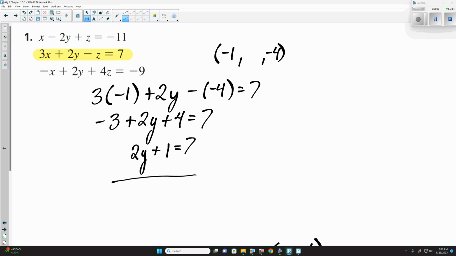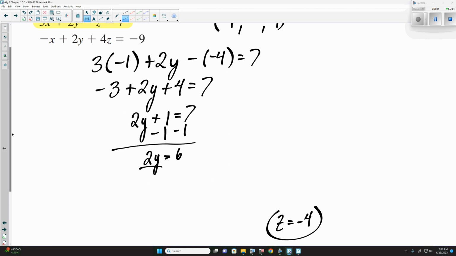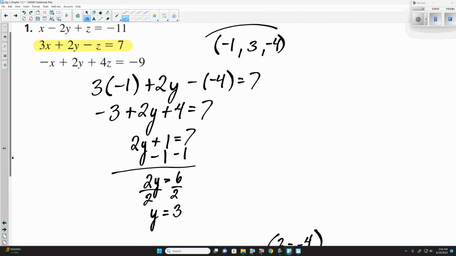At this point here, we can minus 1 from both sides. 2y is equal to 6. Divide both sides by 2, telling us y is equal to 3. So our solution is the point negative 1, 3, negative 4. Questions on this here? Do we feel better about these today than we did yesterday?